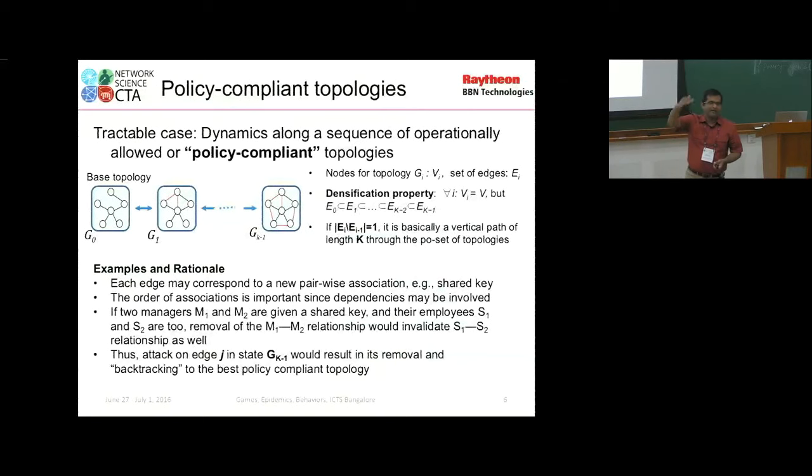So if a link gets deleted, you may have to backtrack all the way to the most policy-compliant configuration. So instead of walking in the poset arbitrarily, you'll walk along a particular line segment in that poset. This backtracking type of system, and I'll go over an example of exactly how we model this, results in it becoming a little more tractable to analyze.